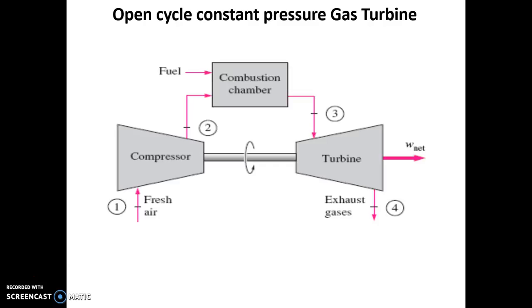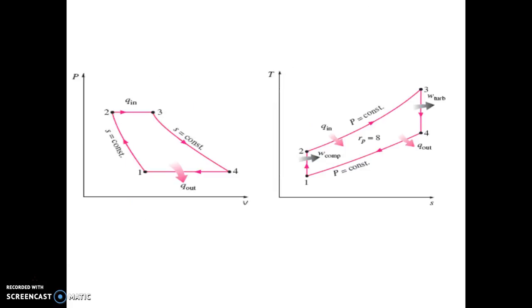This work is used for running the compressor as well, and the exhaust gases go out through the nozzle in aircraft engines, the jet engines, and these exhaust gases have some amount of pressure which produces the thrust. This is a PV diagram and TS diagram of the same process, which is known as a Brayton cycle. In this we can see the different processes.